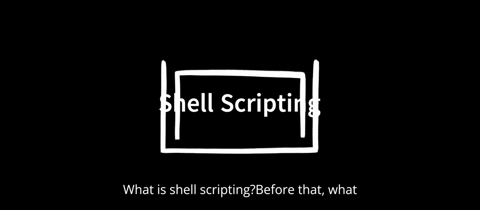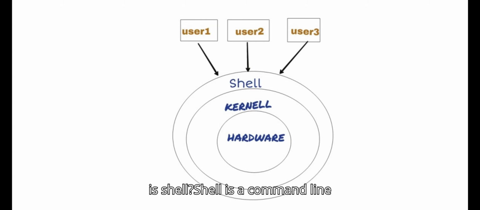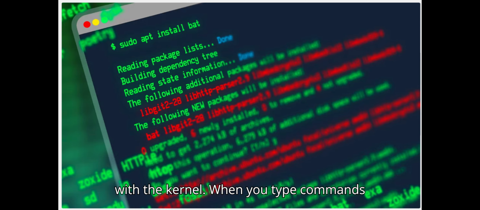What is shell scripting? Before that, what is shell? Shell is a command line interface that allows users to interact with the kernel. When you type commands on the shell, it interprets them, which means translates them to machine understandable language, and passes them to the operating system to execute.